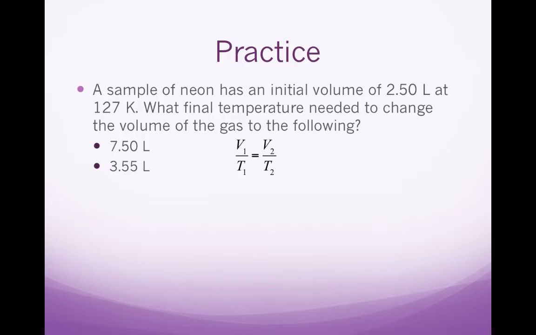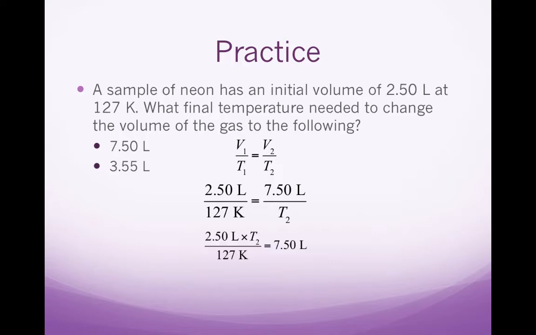So we're going to use V1 over T1 equals V2 over T2. Plug in: my initial volume is 2.50 liters, my initial temperature is 127 Kelvin, and my final volume is 7.50 liters. We're going to solve for T2. So we multiply both sides by T2, multiply both sides by 127, and then divide both sides by 2.50. Or just cross multiply and divide. Just do some algebra to rearrange to solve for T2. And we get 381 Kelvin, which is what we expect. We increased our volume, so our temperature increased.